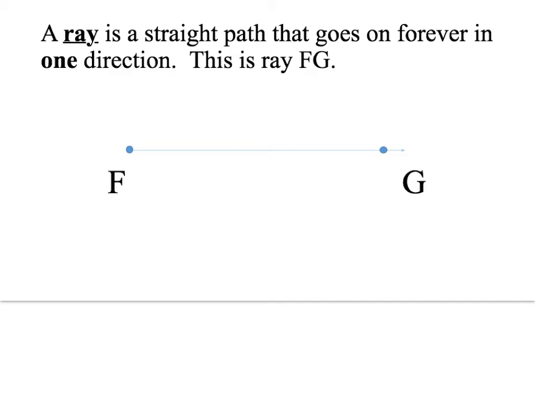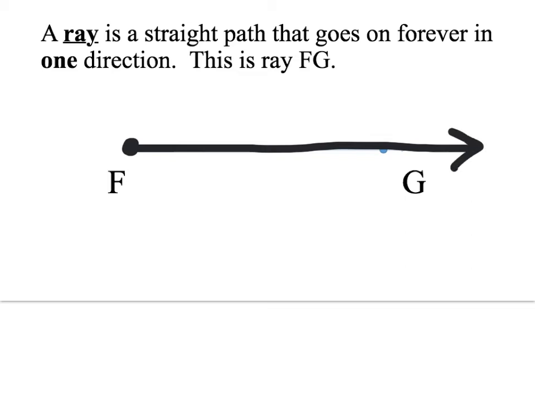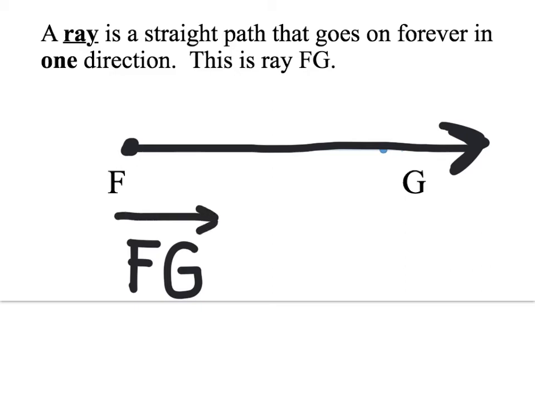This is a ray. A ray is a straight path that goes on forever in one direction. This is ray FG. This is not, I repeat, not ray GF. When you name a ray, this is the starting point, the vertex, and then you have to go in that direction. So since this is the point and this is the arrow, it has to be F going in the direction of G, and the way we write that with a symbol is with a ray above it. Okay, the point has to be the first letter, the arrow has to be the second letter. This cannot be written GF. If you wrote this as ray GF, it would be counted wrong.